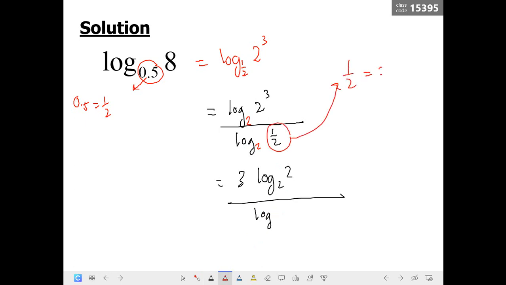Half is equal to 2 to the power negative 1. Right, and then bring negative 1 to the front. 3 over negative 1. Why? Because log 2 base 2 is equal to 1. The answer is negative 3. Settled. Okay.